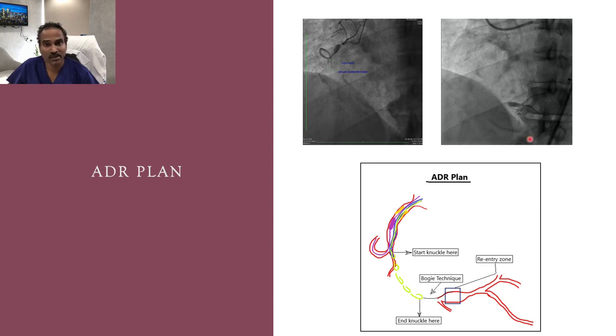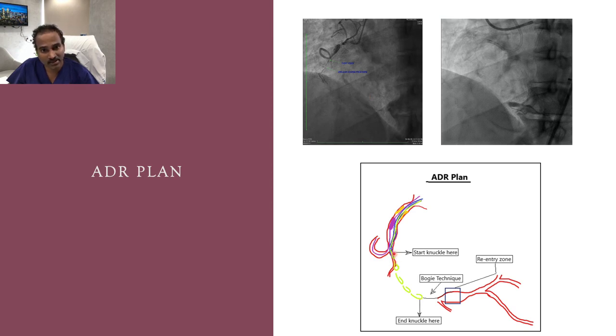So the first point is choosing a re-entry zone. This is a clear re-entry zone for this patient, the ectatic segment. That is here, so we can re-enter here. There is a small branch, which is too small. And next is dissection, where we can dissect from and where to end. That's the dissection plan.